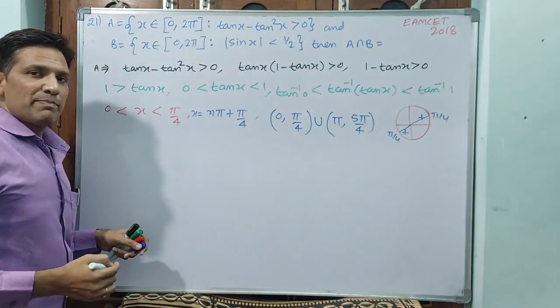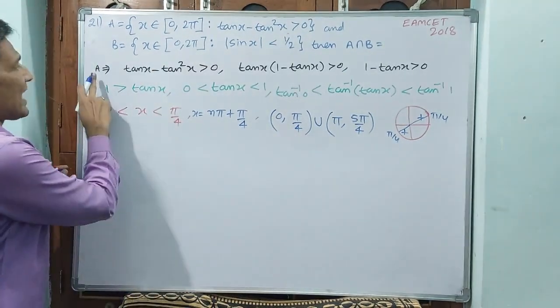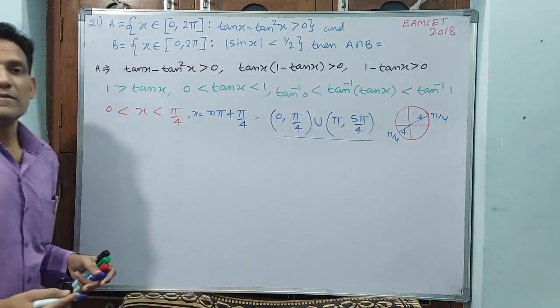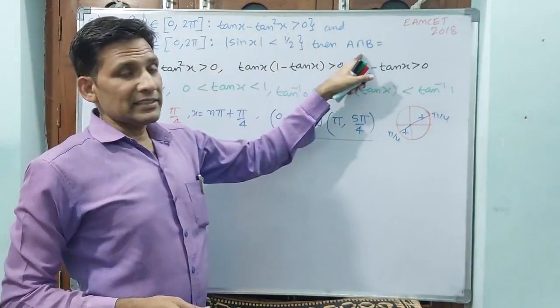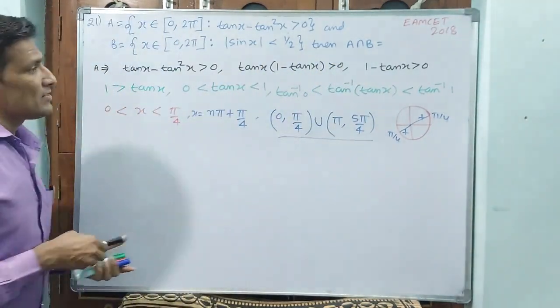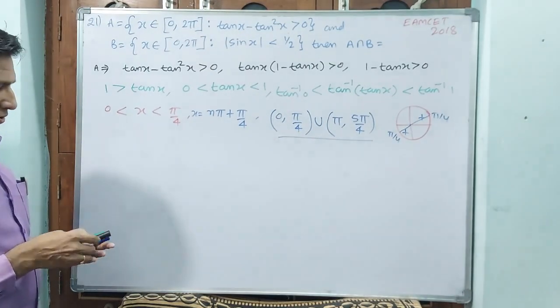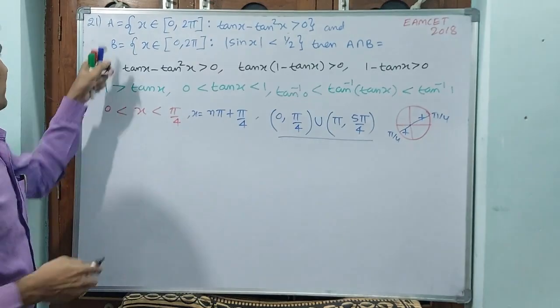Okay, pi plus pi by 4, 4 pi plus pi, 5 pi by 4. That means the tan value, the A value, is this one. But finally, the B value also has to be found, and A intersection B has to be found. Why? Because this is not an ordinary question. You have to take some time, or else you are not able to do this question. Okay, let me tackle B next.